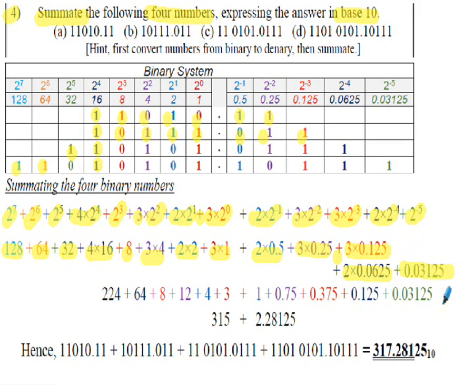0.03125. If you go through the arithmetic process, you'll end up with the solution of adding the four binary numbers together given in the question. We end up with a denary number of 317.28125.